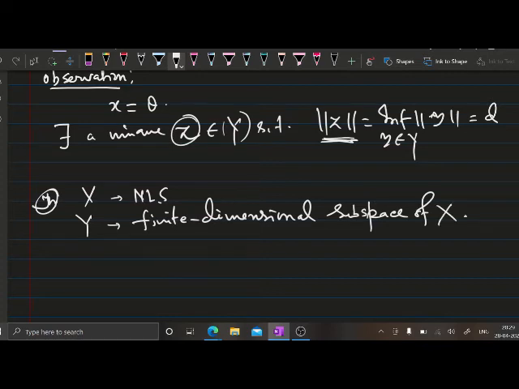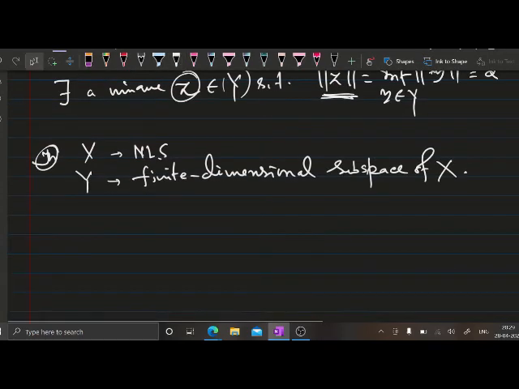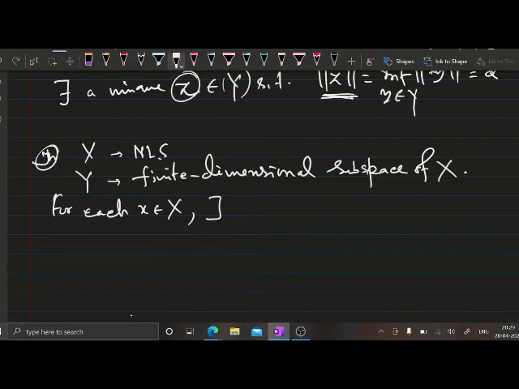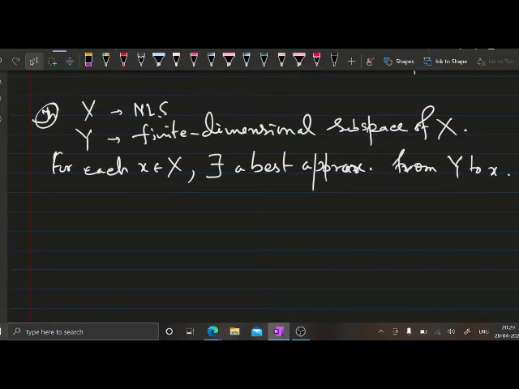Then again, for each x belonging to capital X, there exists a best approximation from Y to x. Okay, this is true. Why?